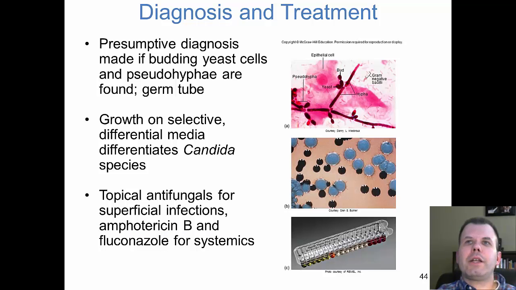Okay, now diagnosis, again, presumptive diagnosis if budding yeast cells and pseudohyphae are found, and you can see germ tubes, and so these are the epithelial cells. So what they'll do is take a scraping and look for the yeast budding and making hyphae. So you can see the hyphae are these long strands kind of giving the furry nature, and then the buds are these yeasts that kind of form these buds and grow new yeast. Again, growth on selective media differentiates Candida species, so you can figure out what it is.